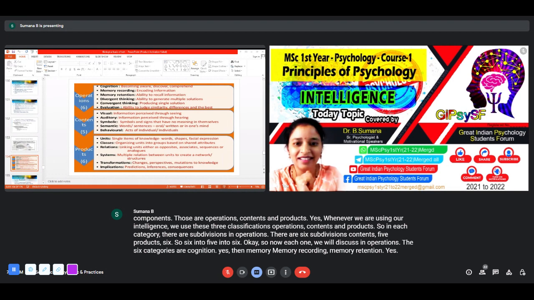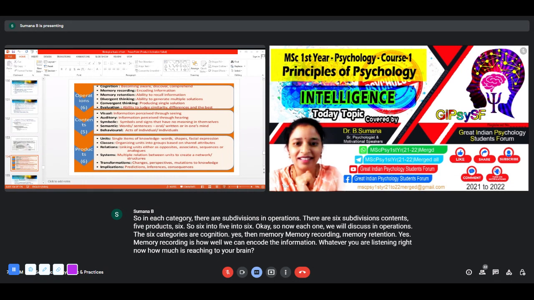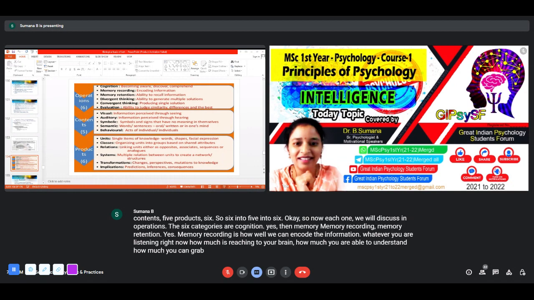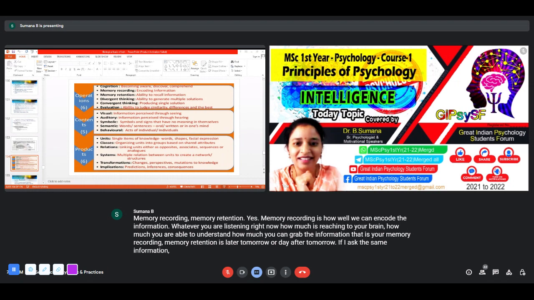Yes, memory recording is how well we can encode the information. Whatever you are listening to right now, how much is reaching your brain, how much you are able to understand, how much you can grasp the information, that is your memory recording. Memory retention is later: tomorrow or the day after, if I ask the same information, how much you can recall and explain. That's the ability.